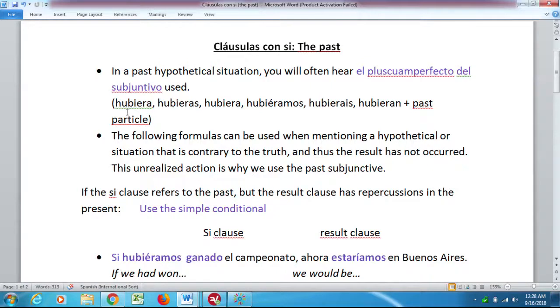If you need to review those, it's a good idea to do so now. They are hubiera, hubieras, hubiera, hubiéramos, hubierais, hubieran, plus the past participle of the action verb. You're going to see some formulas that can be used when talking about a hypothetical situation that is contrary to the truth, and thus the result has not occurred. So the result hasn't been reached. The unrealized action is why we use the subjunctive. And since we're referring to the past, we're using the past subjunctive.